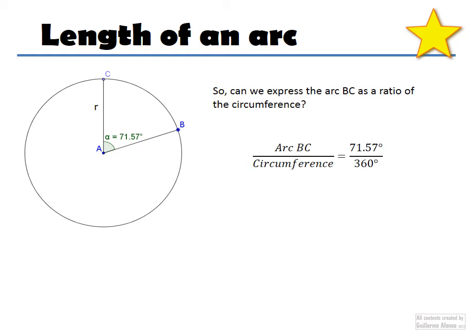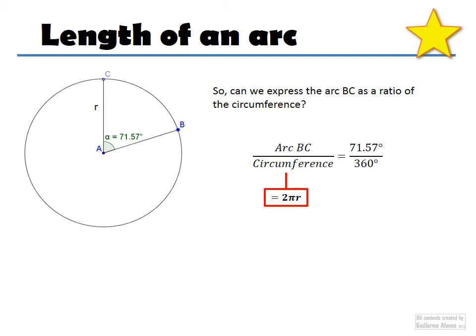right? It's the same proportion as the whole circumference, which is going to be 2 pi r, is proportionate to 360 degrees. You see, I'm doing it here the Spanish way. This is very similar to doing a regla de tres like this, okay? Now, if you want to think of it in other ways, the ratio between the length of the arc and the length of the whole circumference is equal to the ratio between the angles, 71.57 divided by 360.